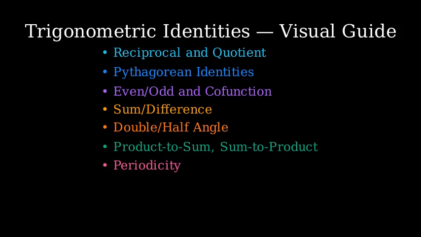Welcome! In this lesson, we will learn the essential trigonometric identities, what they mean, and how to use them with clear visuals. We will cover reciprocal identities, quotient identities, Pythagorean identities, even and odd identities, cofunction identities, sum and difference formulas, double angle and half angle formulas, product to sum and sum to product identities, and periodicity.